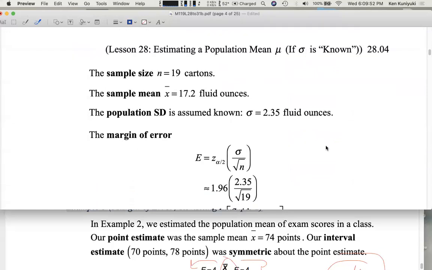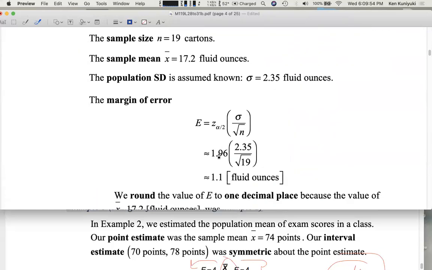All right. The margin of error is given by the positive critical value, 1.96, for a 95% confidence interval. Again, for a 99% confidence interval, as we'll see, this will be bigger. It's going to be 2.58. And then the standard error, it's sigma over root n, 2.35 over the square root of 19. Work this all out. Be careful, but work this all out.